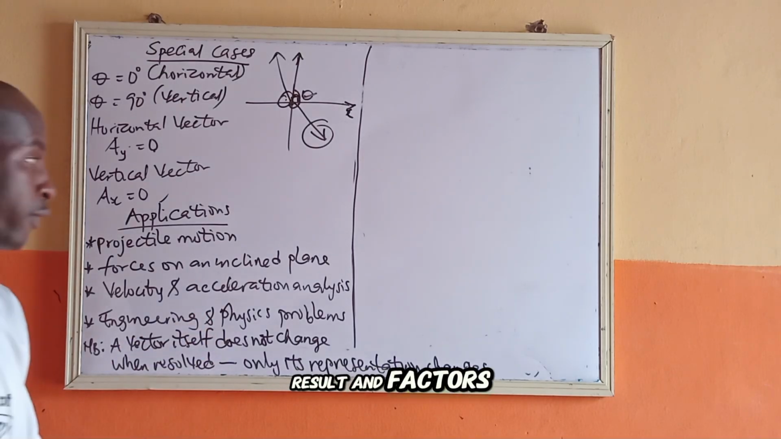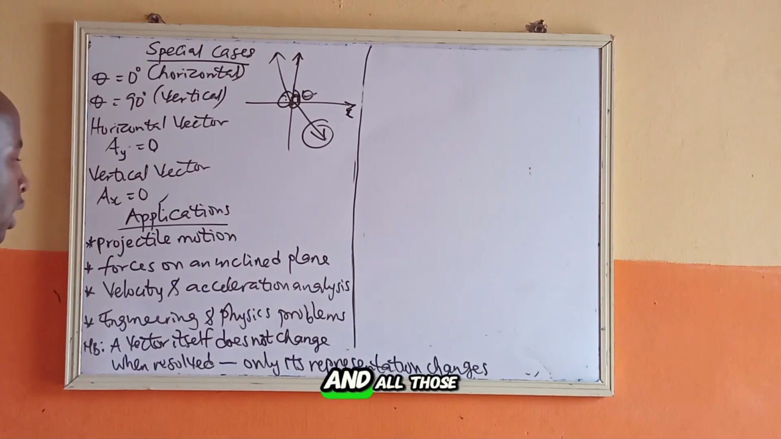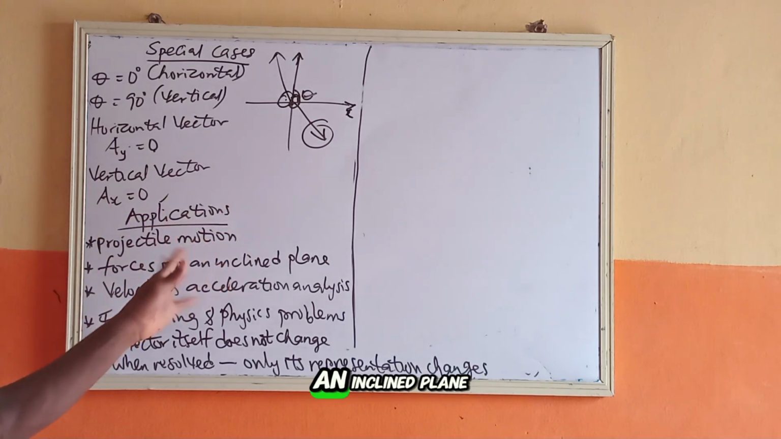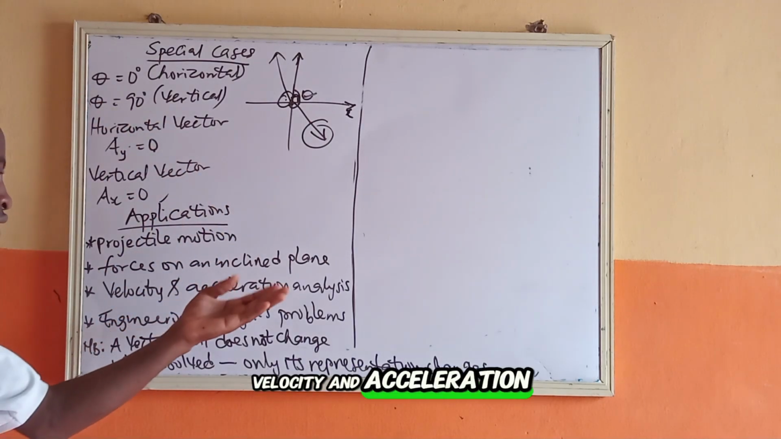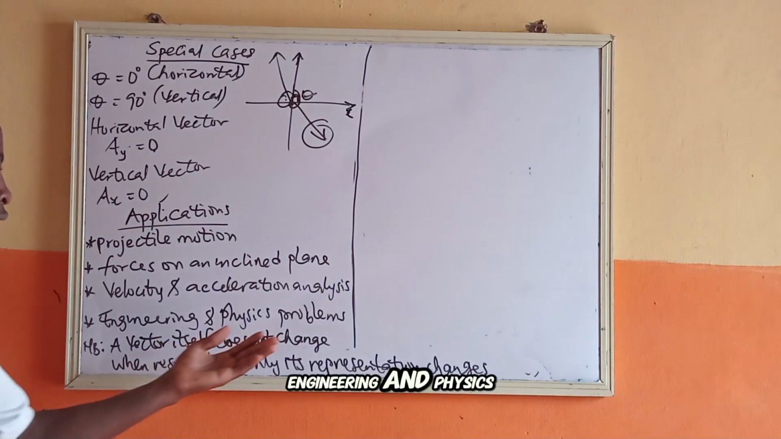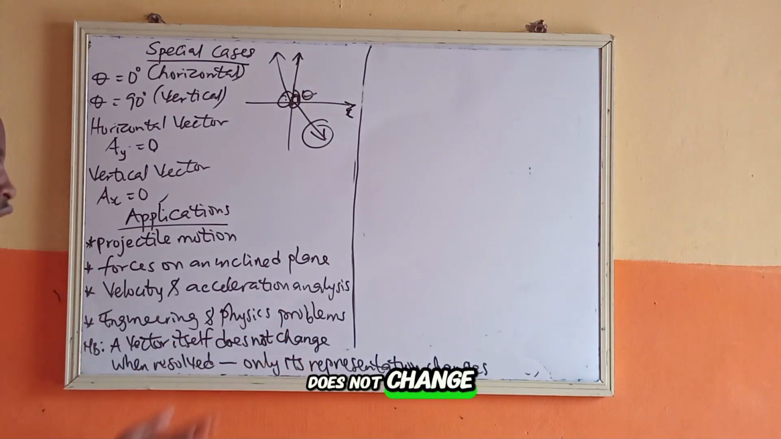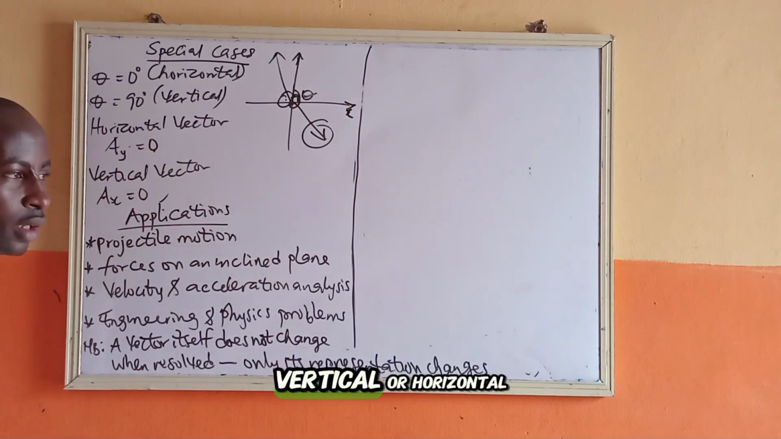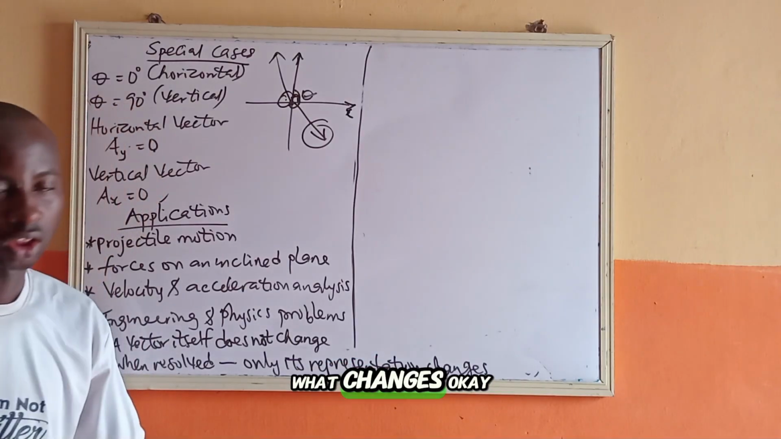So, where can we make use of scalars and vectors? Well, all these resultant vectors during projectile motion, the time of flight, maximum range, and all those. For an inclined plane, of course, when you're dealing with an inclined plane, you make use of all these formulas. Velocity and acceleration analysis, engineering and physics problems. As I note, a vector itself does not change when resolved, either vertically or horizontally. It does not change. Only its representation changes.